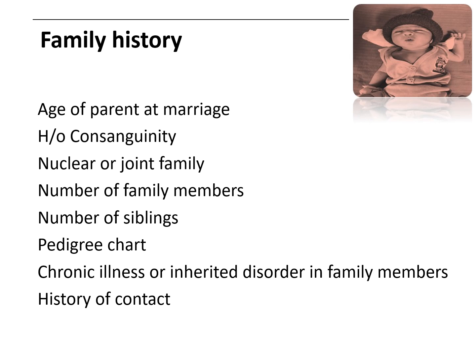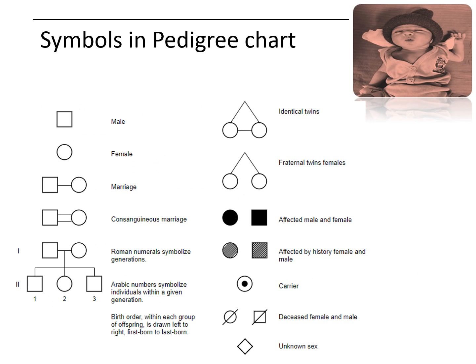Then in family history, we have to write down the age of parent at marriage, then history of consanguinity, then is it nuclear or joint family, number of family members, siblings. Then we have to draw the pedigree chart. Then about the chronic illness and inherited disorder in family member, we have to show in pedigree chart. Then history of contact should be asked about the tuberculosis.